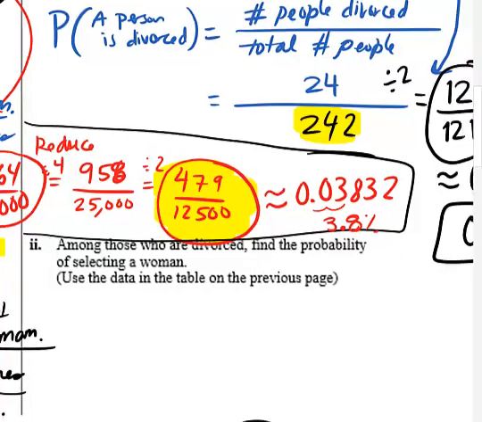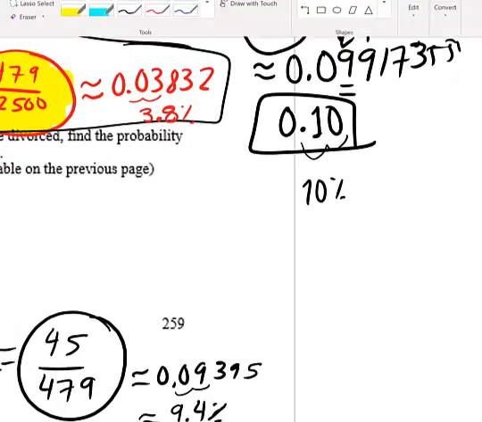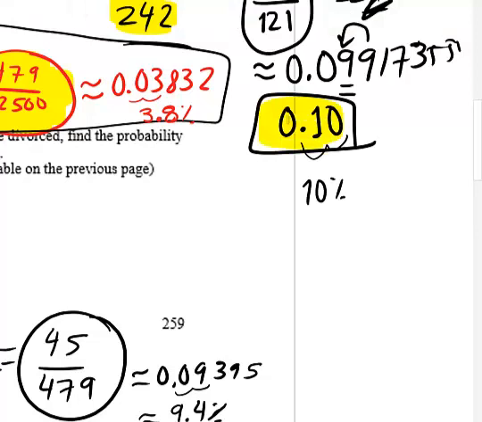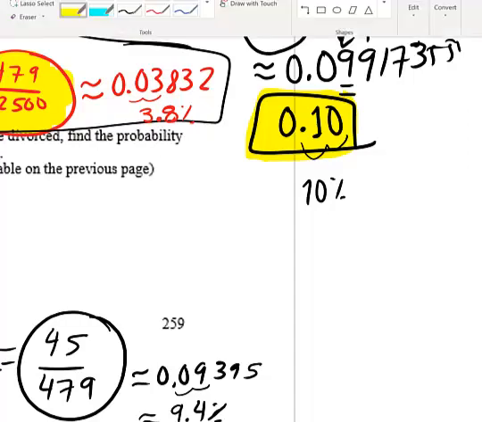Interesting, okay. But because they said round to the nearest hundredth, I would just leave it as this decimal. If they said write your answer as a percent, then I would write it as 10%, but they just wanted the decimal, I think.